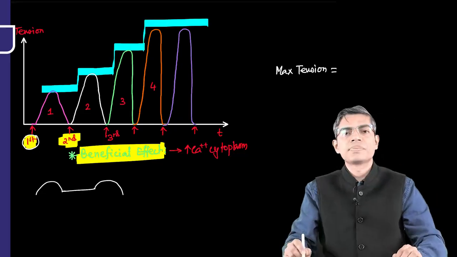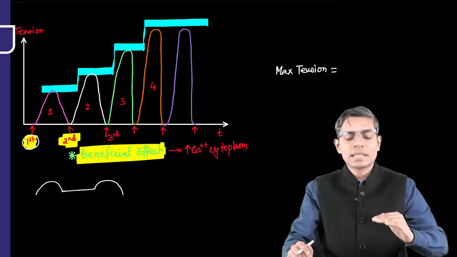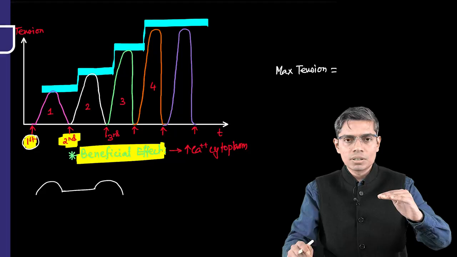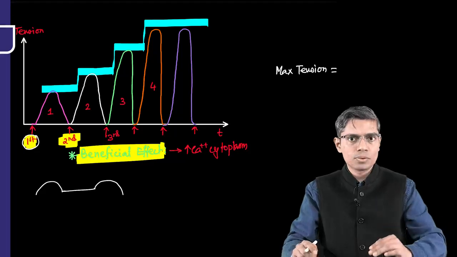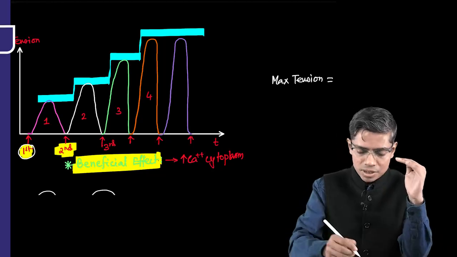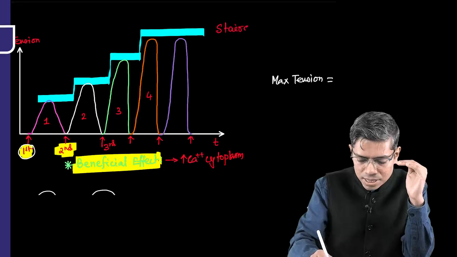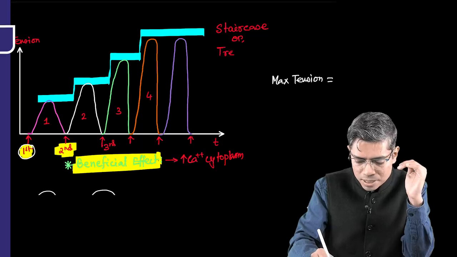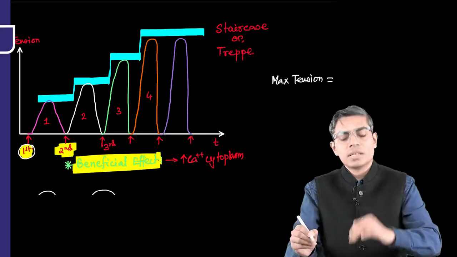So this typically looks like a staircase or trapeze. That's why this gradual rise in the height of contraction is known as the staircase phenomenon or the trapeze phenomenon, Treppe.